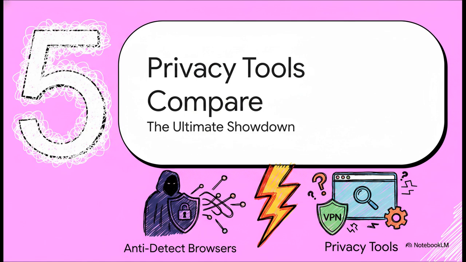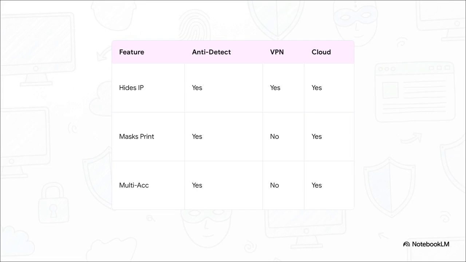Next up is Section 5, Comparing Your Privacy Tools. This is the ultimate showdown. Okay, this is going to completely shatter some common privacy myths. So let's look closely. Incognito mode? Look, it does not hide your IP address and it does not mask your fingerprint at all. It literally just forgets your history locally on your own machine.